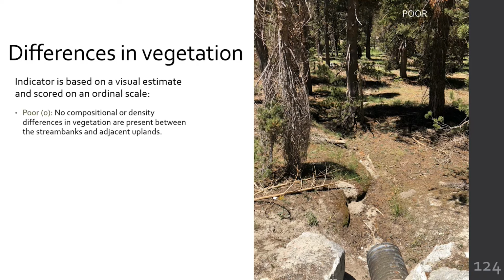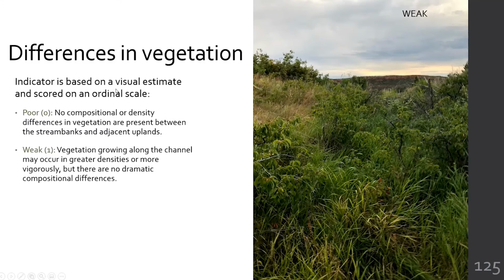This is, in the photo, a poor reach. There's not a strong differentiation between upland plants and plants growing in the channel. There are no compositional differences. There are no density differences. So it's the same plants growing at the same density at the channel and above the channel.